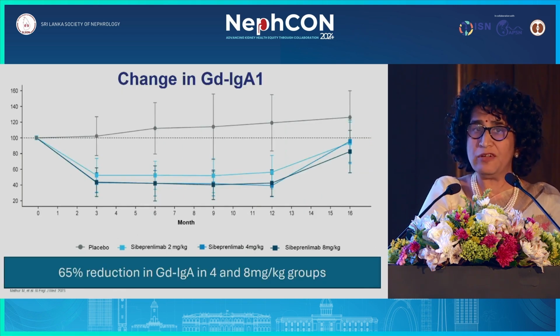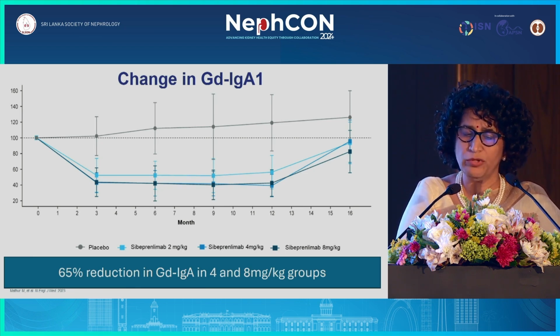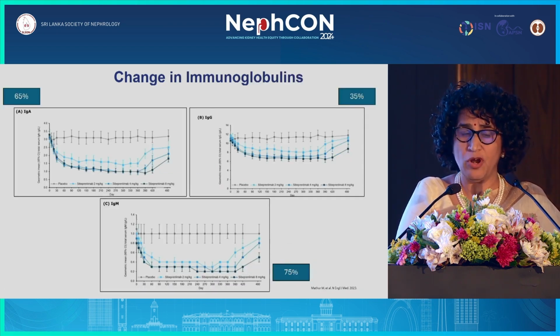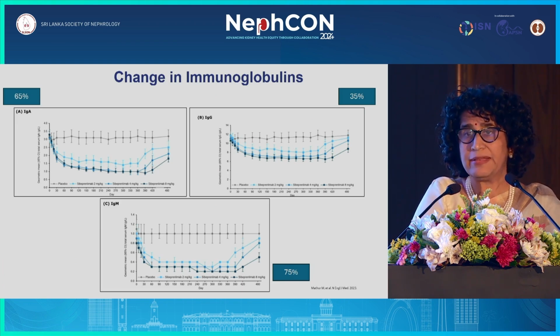What about the levels of galactose-deficient IgA1? There was a 65% reduction in this molecule in both 4 and 8 milligram per kg groups. What about the levels of other immunoglobulins? IgA was reduced by 65%, IgG by 35%, and IgM by 75% in both 4 and 8 milligram per kg groups.